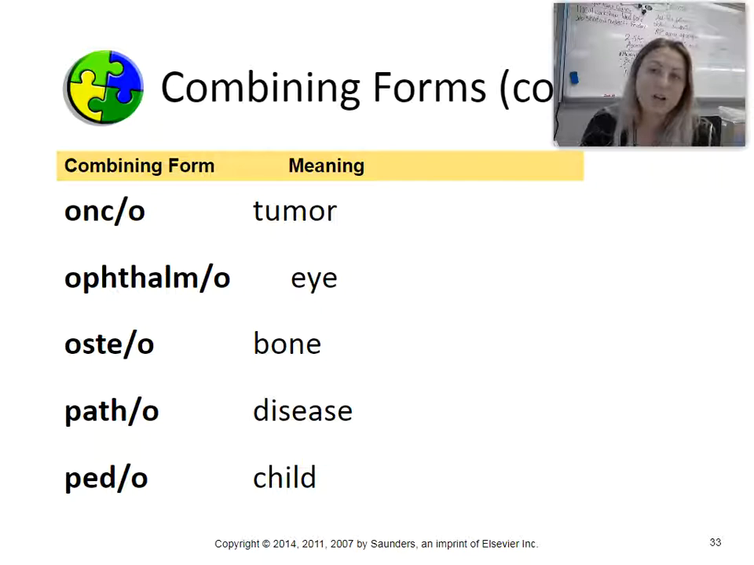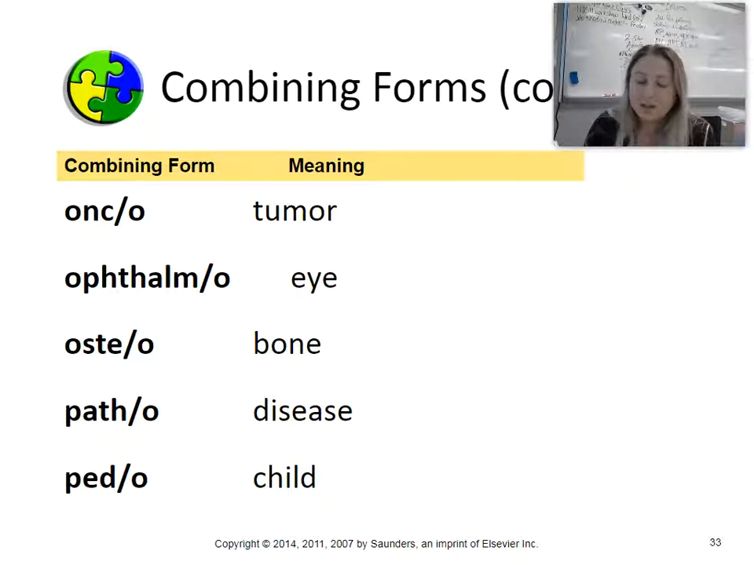Onco is tumor, like an oncologist is a specialist in tumors. Ophthalmo is in regards to the eye. So ophthalmologist, that's a really hard word to say. Ophthalmologist is a medical doctor that specializes in eyes. Osteo, this is bone.